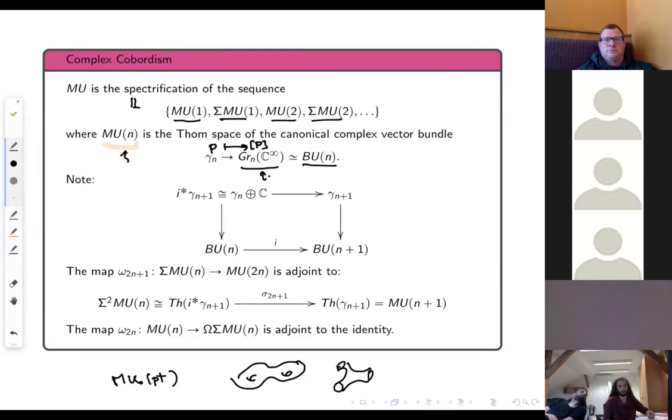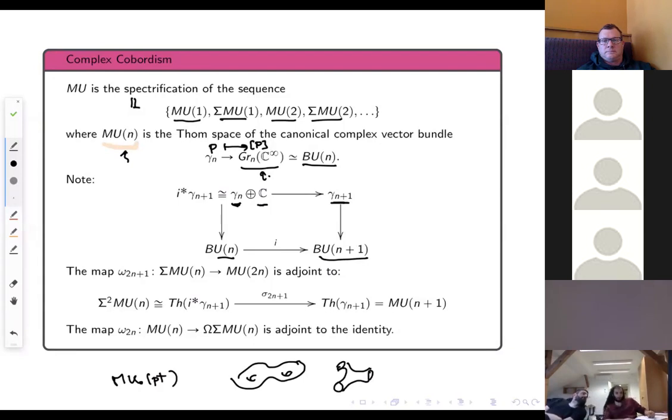Now, there's a map from UN to UN plus 1. So you can pull back the canonical n plus 1 bundle over BUN plus 1 to BUN. And if you do that, as an exercise, you can see that you're going to get a copy of the canonical n-plane bundle over BUN plus a copy of a trivial complex line bundle over B.